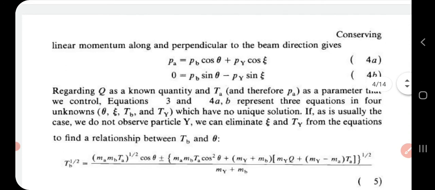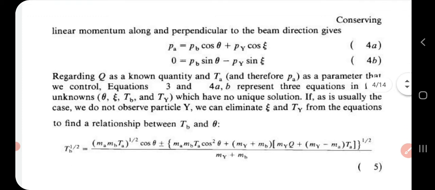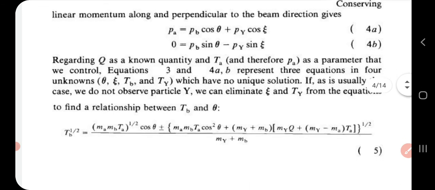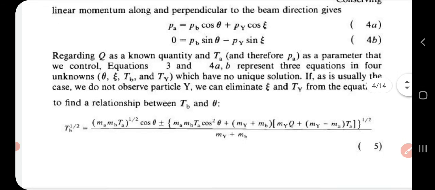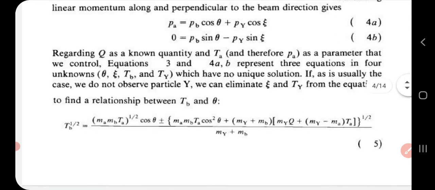Now suppose the Q value of the reaction is known, and T_a, the kinetic energy of the reactant, is also known as a parameter. Then equations 3, 4a and 4b represent three equations in four unknowns, and those equations will not have a unique solution. Now a relation connecting T_b and theta can be deduced, which is represented by equation 5.